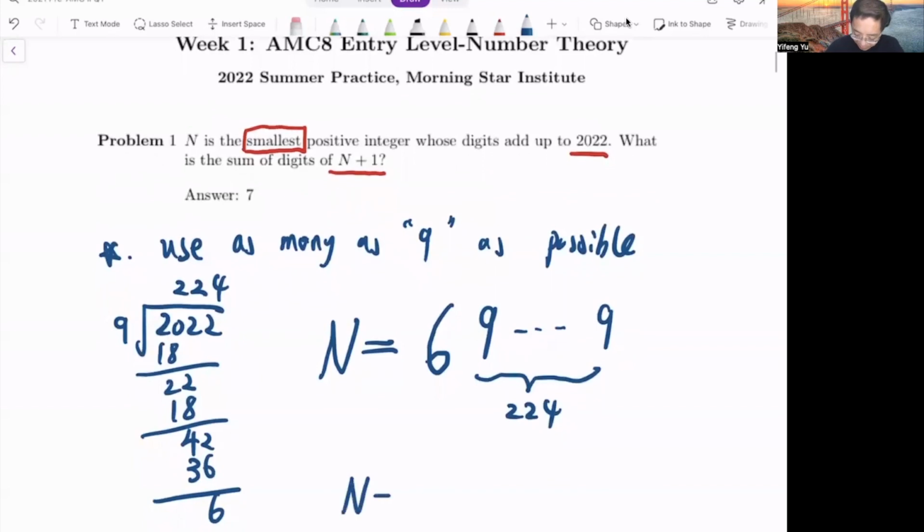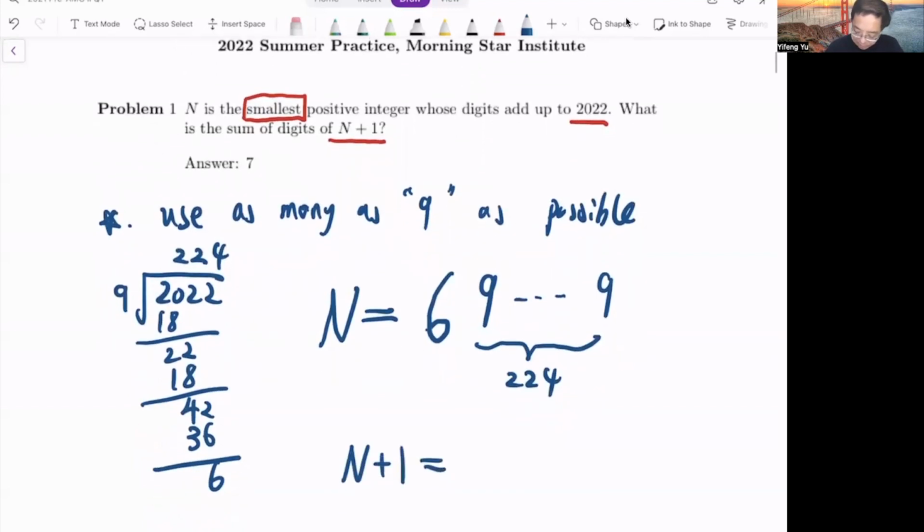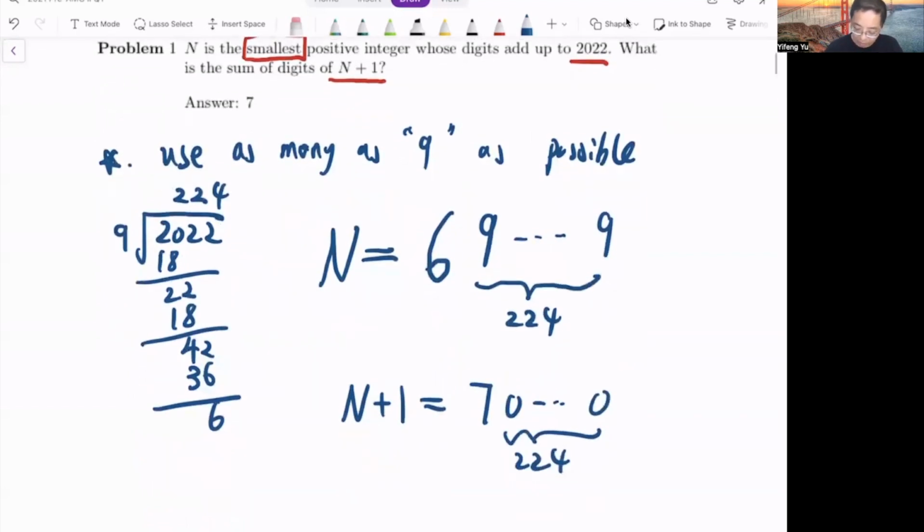And then n plus 1, so what is n plus 1? Then we just get a 7, followed by zeros. And how many zeros do we have? 2024. So then the sum of digits will be 7. 7 will be the sum of digits of n plus 1.